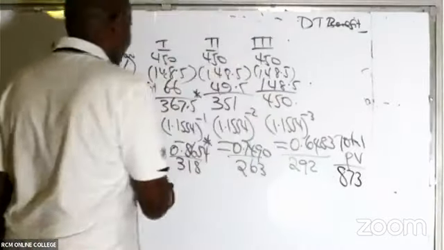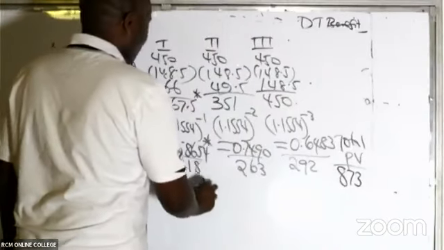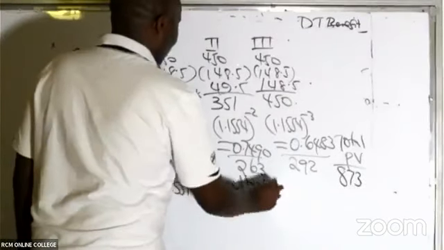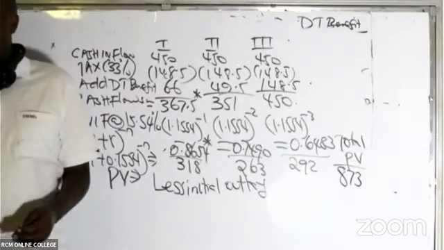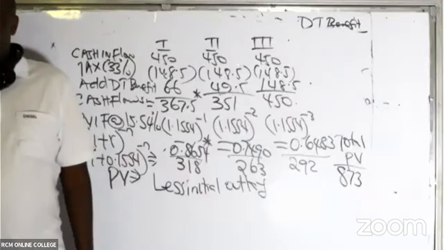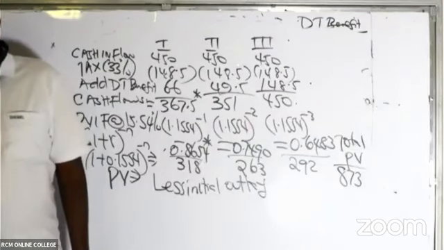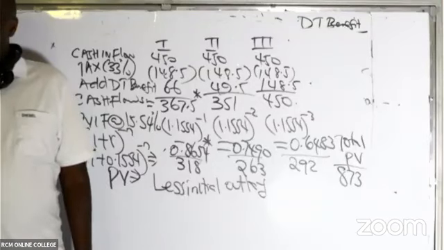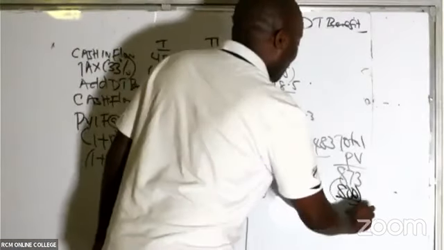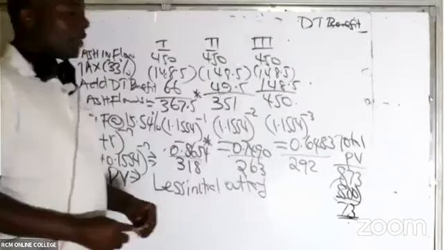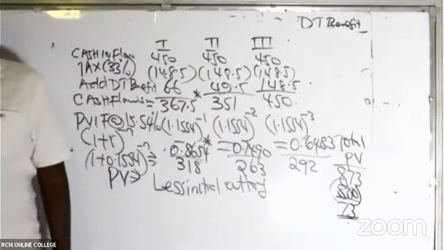873, and then you come under less initial outlay. Are you able to remember the initial outlay? 800, isn't it? The initial outlay is 800. So that will give us a base case NPV of how much? 873 less 800, you subtract, it will give us about 73.